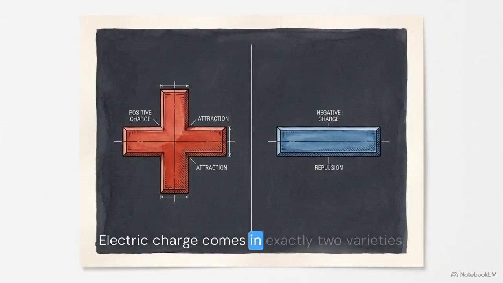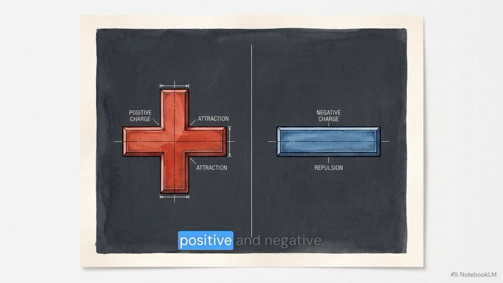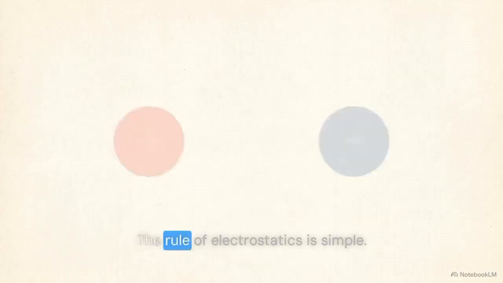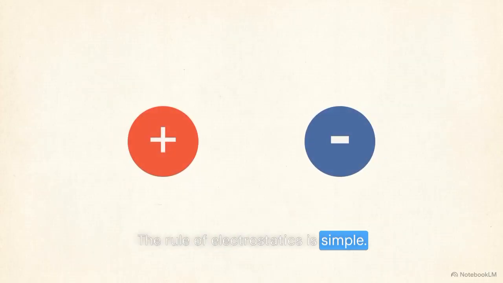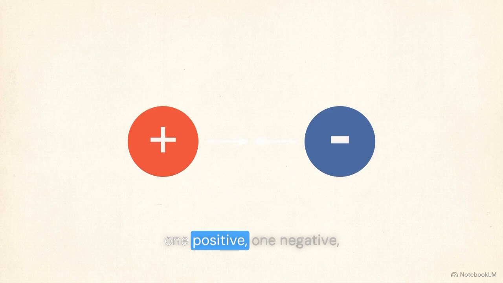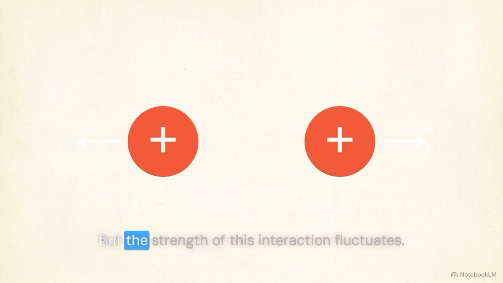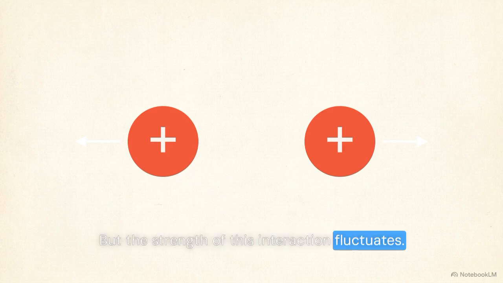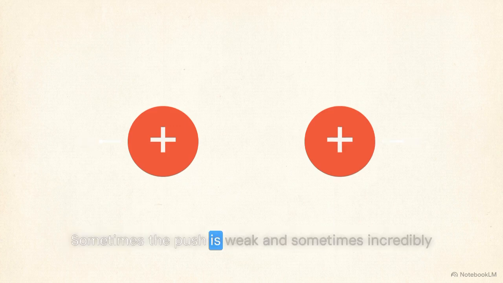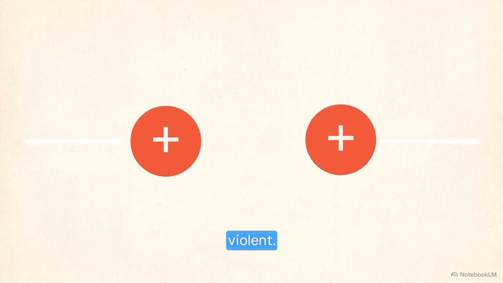Electric charge comes in exactly two varieties: positive and negative. The rule of electrostatics is simple. Opposite charges, one positive, one negative, attract and pull inward. Identical charges repel and push outward. But the strength of this interaction fluctuates. Sometimes the push is weak, and sometimes incredibly violent.